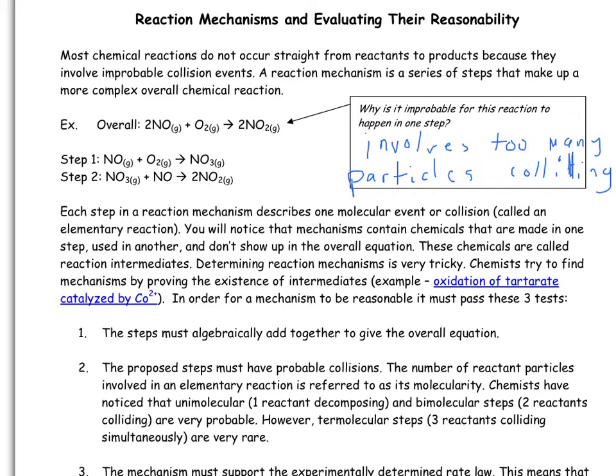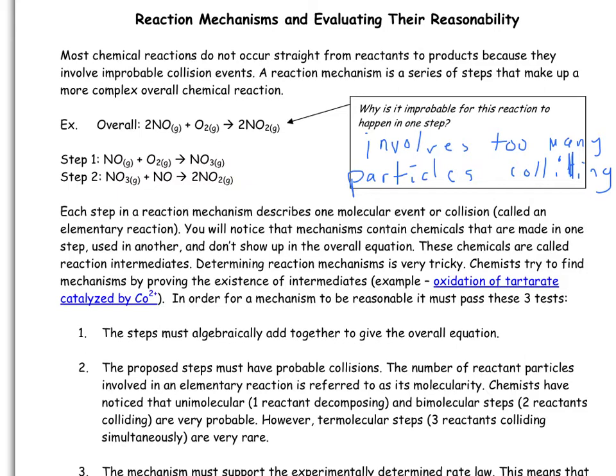Now, this overall reaction actually happens in two steps, and these two steps combined together are known as the mechanism. First, a single NO collides with an O2 and makes an NO3. Then in step number 2, that NO3 that just got made gets used by colliding with another NO, which decomposes into two NO2s. Each step in a reaction mechanism describes one molecular event or a collision, and each step is also known as an elementary reaction.